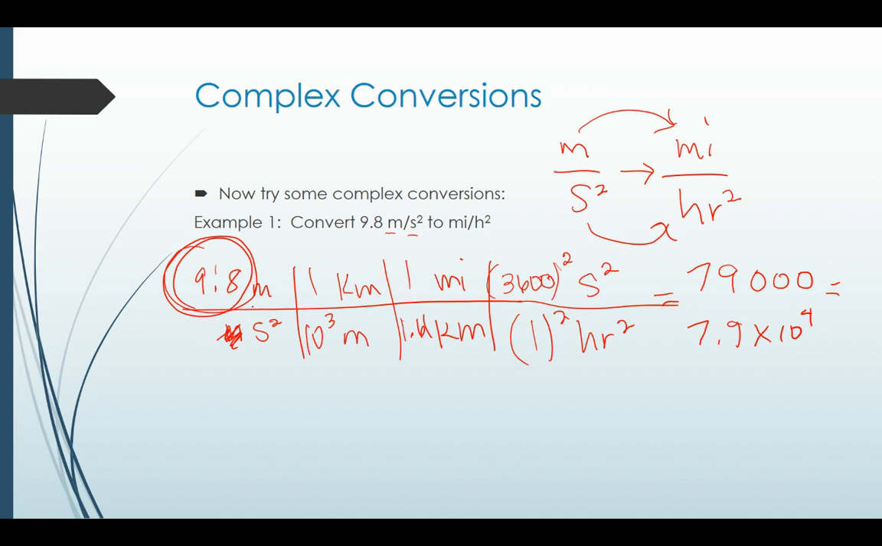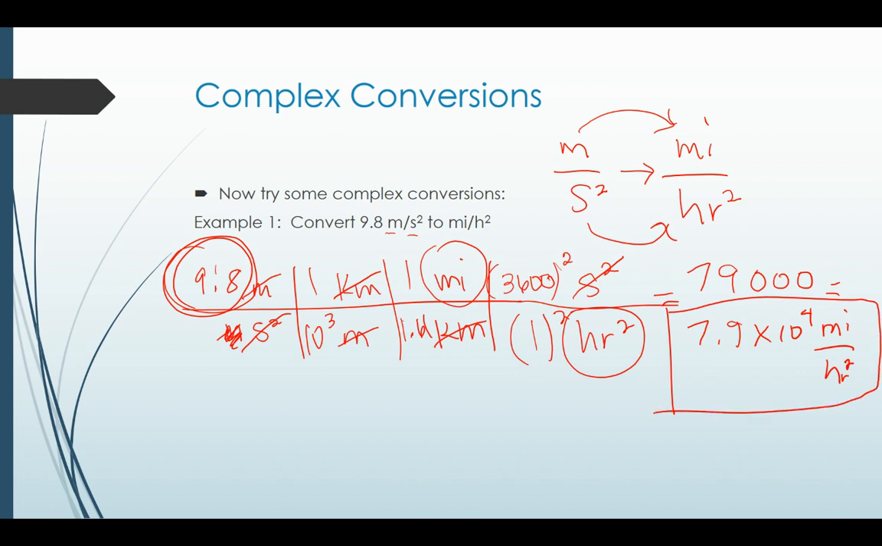And then I'm just going to go through and check my units. My meters cancel out, my kilometers cancel out. My miles do not, but my seconds squared cancel out. So I have miles on the top and hours squared on the bottom. Miles per hour squared. So that's my conversion factor. Sorry, I have chicken scratch. It's hard to write on this pad.